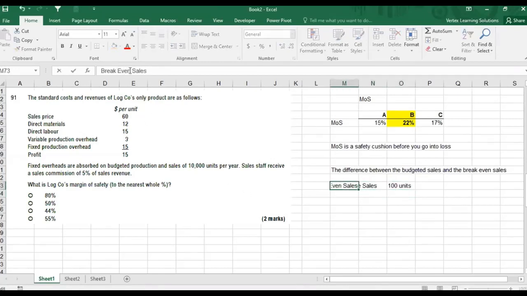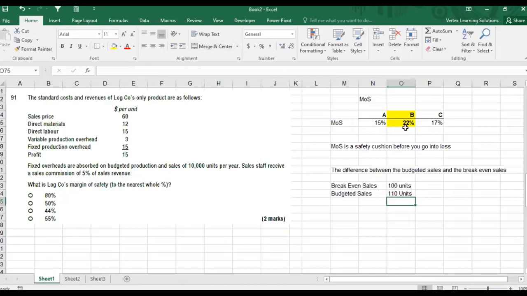Then you set up your target: I want to sell 110 units. In this case, your margin of safety is approximately 10%. So you have a 10% margin of safety, which means that if your sales drop by 10%, you will go into loss. Now that is a very small margin of safety. With an 11% decrease in the sales volume, you are making a loss.